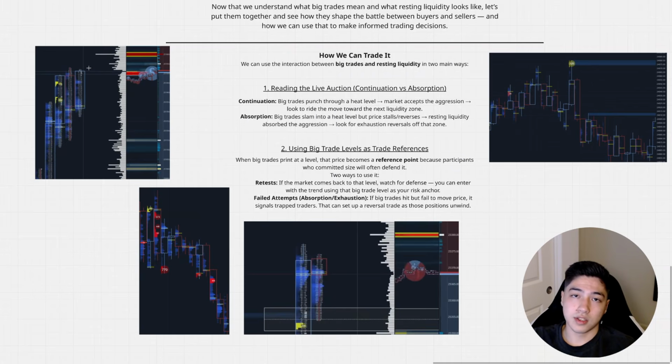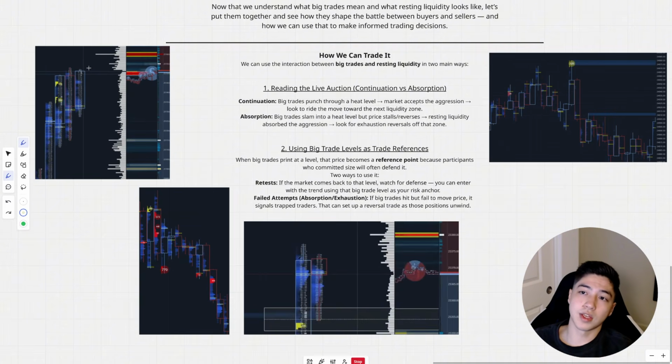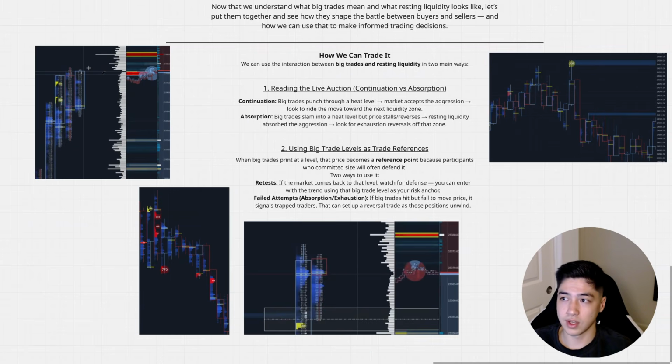I'm looking at the interaction between big trades and resting liquidity in two main ways. The first main way is I'm reading the live auction, so I'm looking after a big trade prints whether there's going to be a continuation or absorption. So big trades punch through a heat level, the market accepts that aggression, and we look to ride the move towards the next liquidity zone or the next target that we have. Or in some cases, big trades continuously, or even once, slam into a heat level, but price stalls, it reverses, and the resting liquidity then absorbed all of that aggression, and we can look for exhaustion reversals off of that same zone.